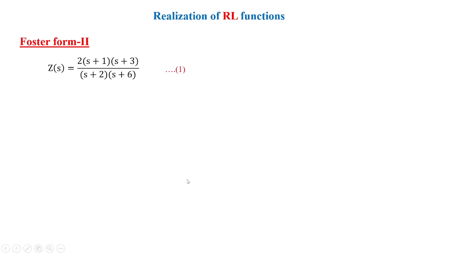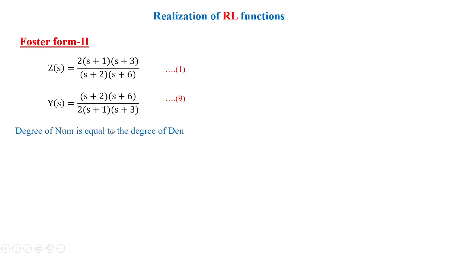Now let us go with the Foster form 2. So we are treating equation 1 and we are just taking y of s as the inverse of this z of s function. So s plus 2, s plus 6 go to the numerator and the denominator comes with 2 times s plus 1 and s plus 3. Now you see the numerator as well as the denominator, the degree of the polynomial is the same. So numerator degree and denominator degree are one and the same, that is s square.